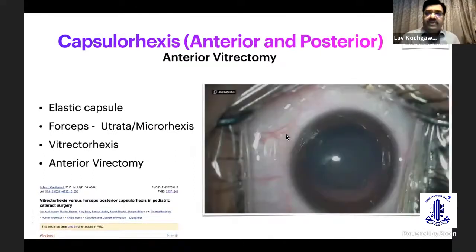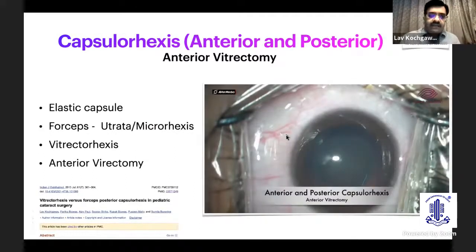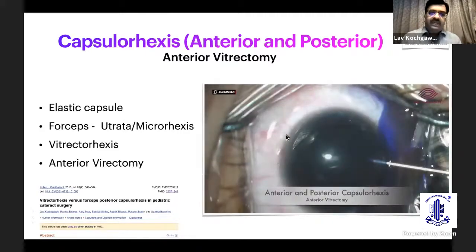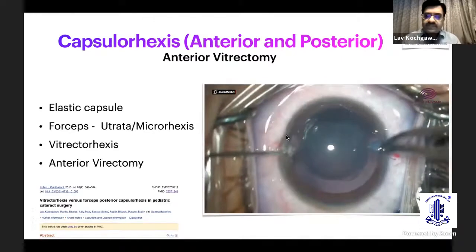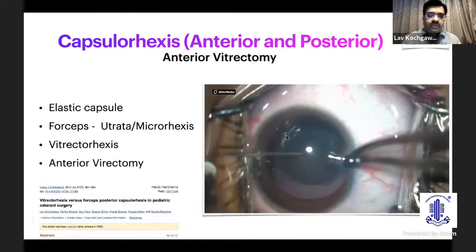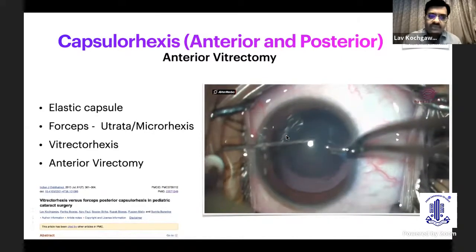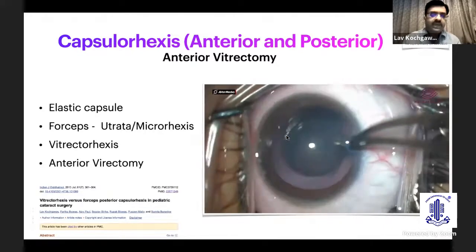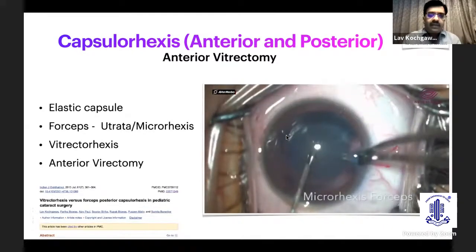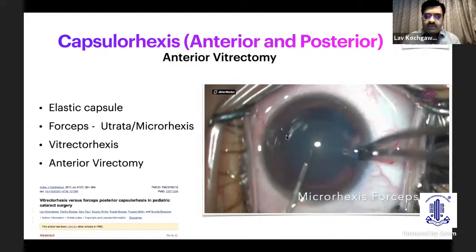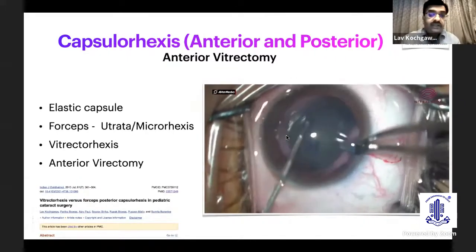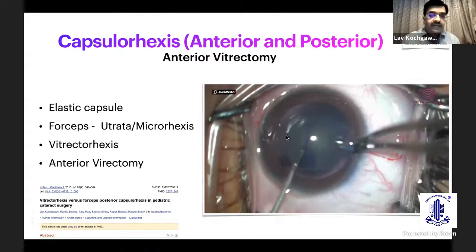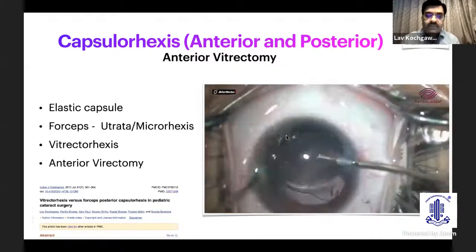Another difference between adult and pediatric cataract is the capsulorhexis, and what you see in children is a highly elastic capsule. So many times the cystostome will not work. We have to do it either with a microrhexis forceps or a Utrata forceps. And vitrector is nowadays used a lot for posterior capsulorhexis, but some surgeons prefer it for anterior rhexis also. And anterior vitrectomy is a must in all children.